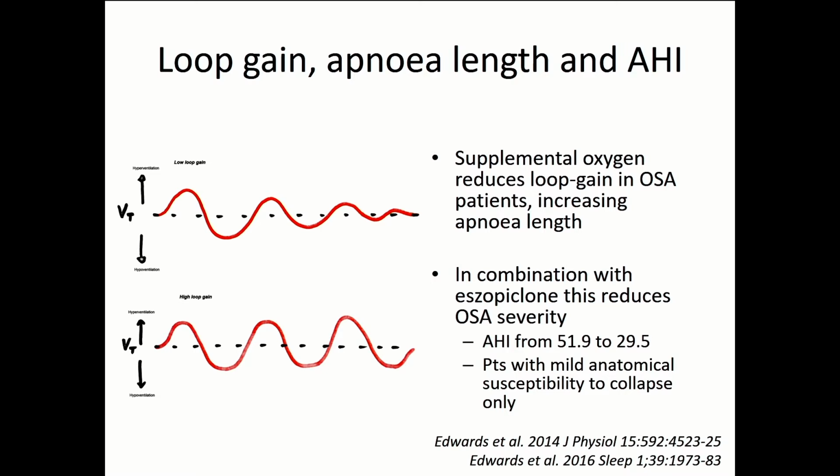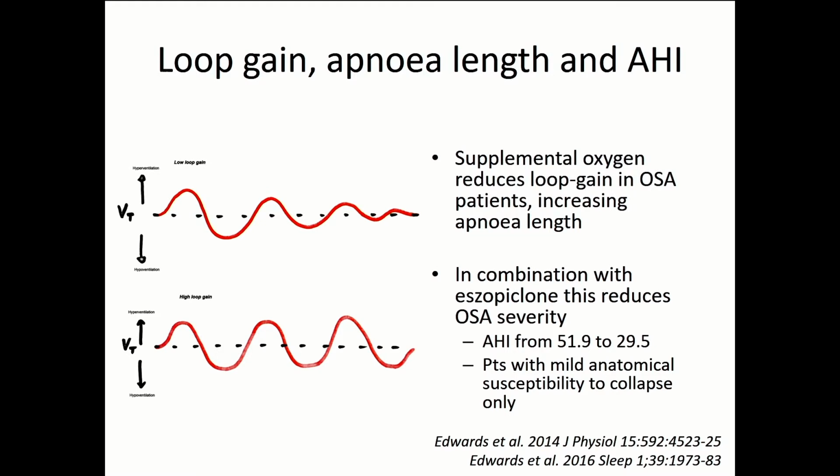And these are just two schematics. On the top, an individual with theorized low loop gain, when they have an obstructive event, following on from this, they have a period of hyperventilation followed by hypoventilation, but this quickly settles out. Whereas in an individual with high loop gain, the ventilatory disturbance is perpetuated and can precipitate further obstructive events. Now, Andrew Wellman's group have shown that supplemental oxygen reduces loop gain in obstructive sleep apnea patients, and in combination with a sedating drug have shown that actually this reduces the severity of obstructive sleep apnea.